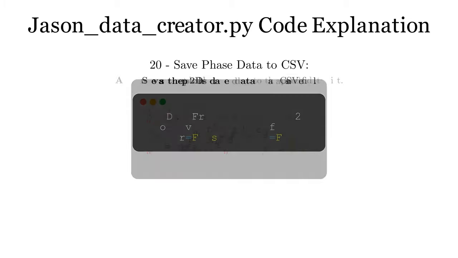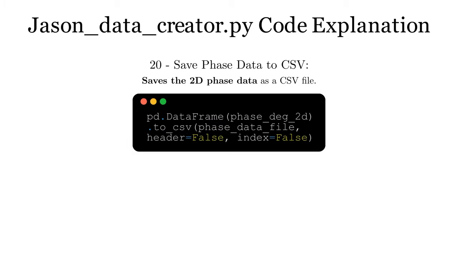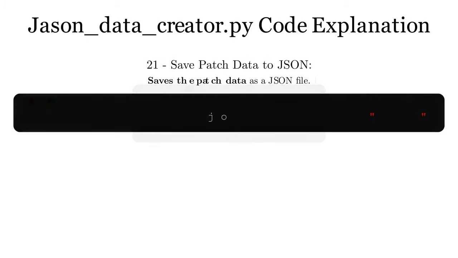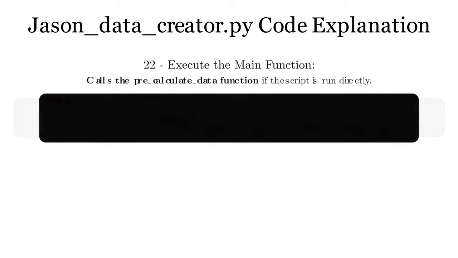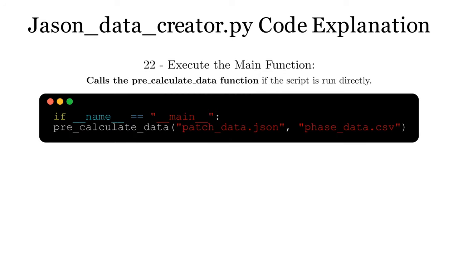Step 20. Save phase data to CSV. It saves the 2D phase data as a CSV file. Step 21. Save patch data to JSON. It saves the patch data as a JSON file. Step 22. Execute the main function. It calls the pre_calculate_data function if the script is run directly. This detailed line-by-line explanation covers the entire script with the required package installations.